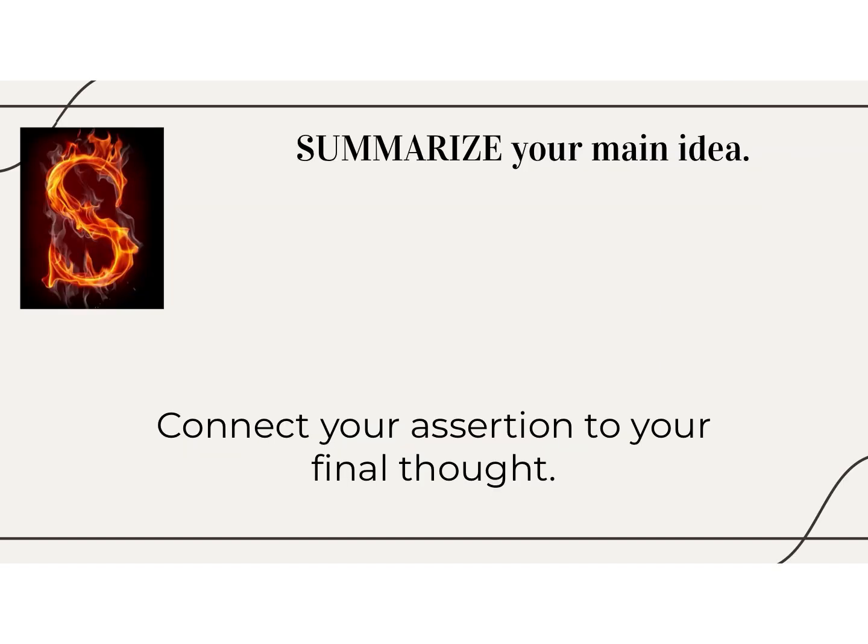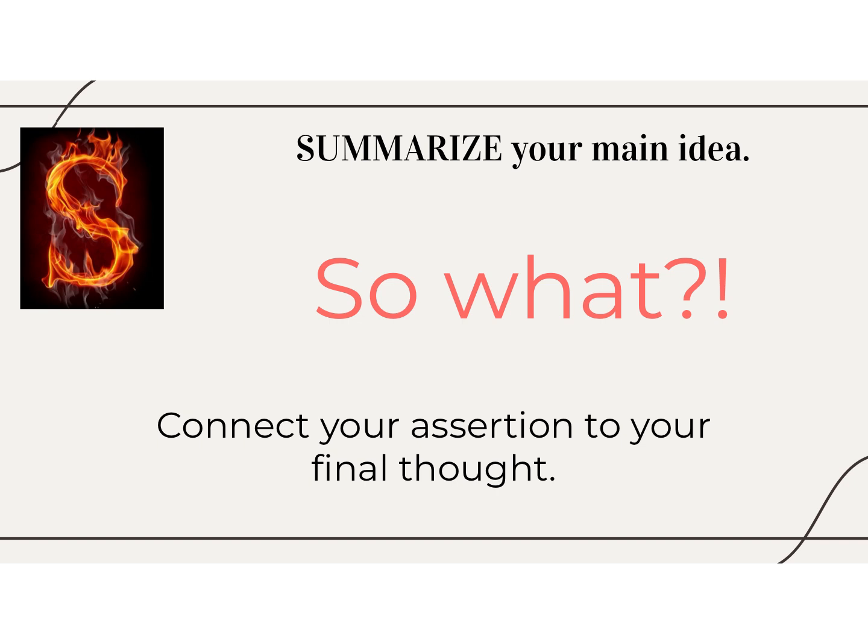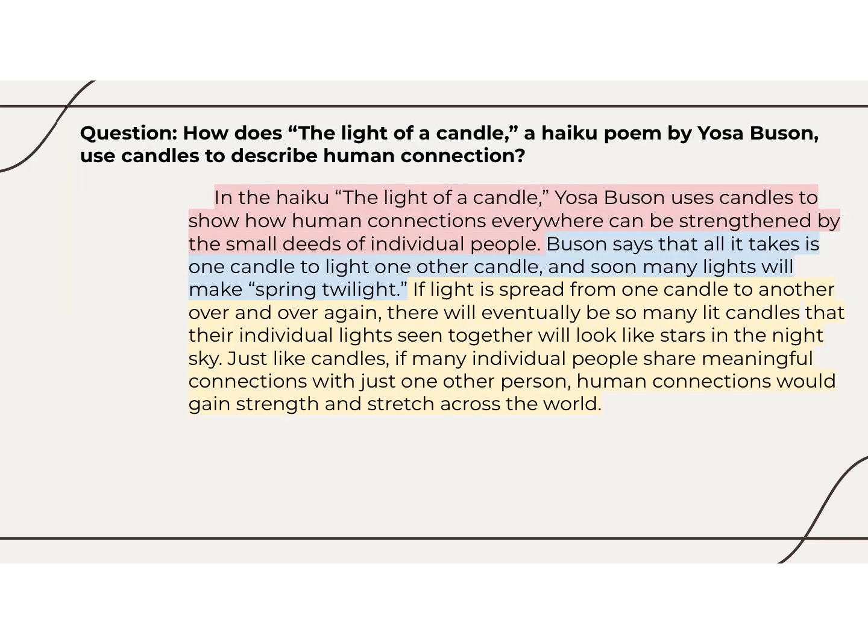The whole point of summarizing your main idea is to connect your assertion to your final thought on the subject. And the easiest way to decide what you will put in your summary is to ask yourself, so what? Why should the reader care? Someone has read your paragraph and they're thinking to themselves, so what? Why should I care? It's up to you to give them one more sentence of summary so that they know why your paragraph was important.